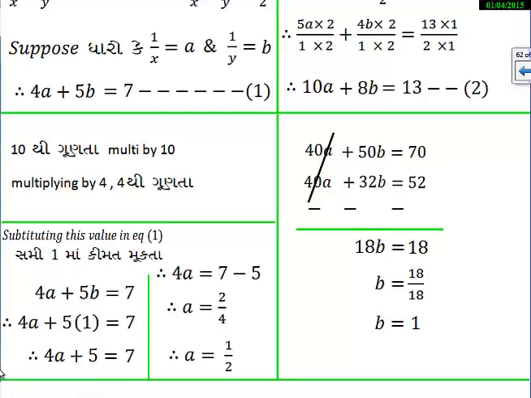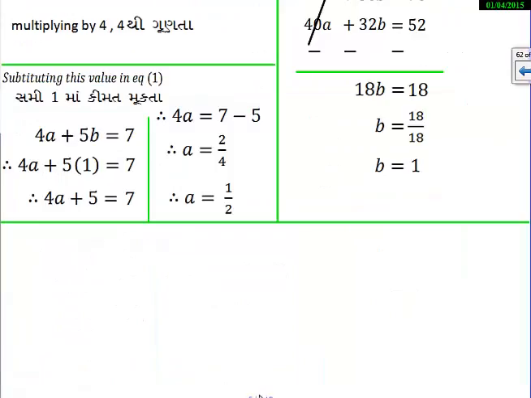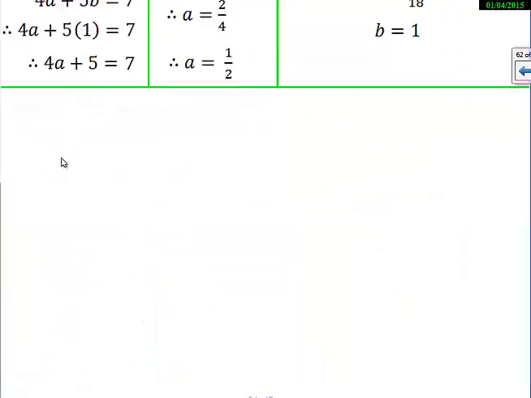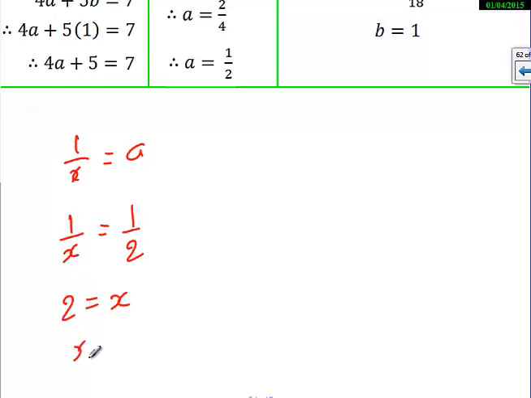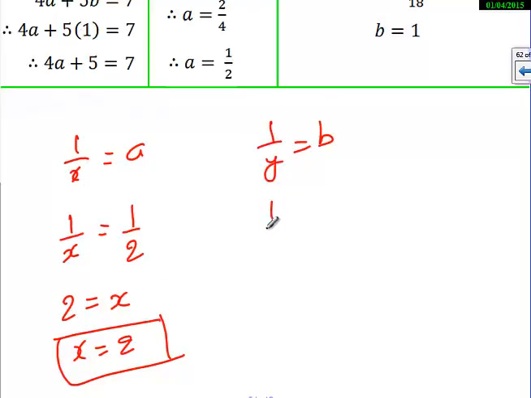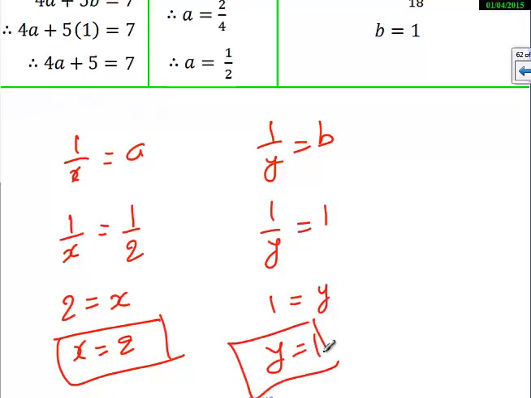So my solution is what? My solution is I have to put the value in what I supposed earlier. 1 upon x is a. 1 upon x is equal to 1 upon 2. Cross multiply, so 2 is equal to x is equal to 2, right? So x की वैल्यू मुझे मिल गई 2. Here 1 upon y is equal to b. 1 upon y is equal to 1. So 1 is equal to y is equal to 1. So my solution is 2, 1.